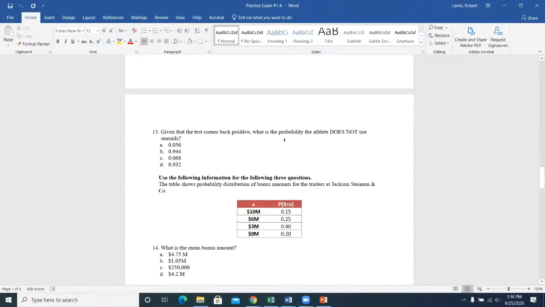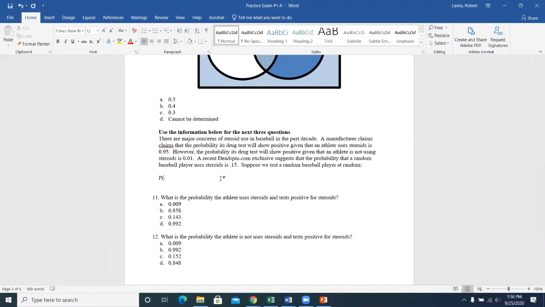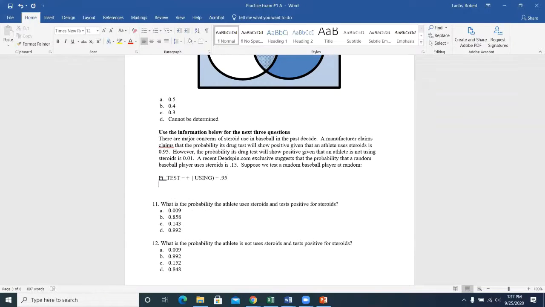So the information I was given here is the probability that, given, and I'll use that language on the exam too, given an athlete is using steroids, so we'll say using, the probability that the test shows positive, so we'll say the probability that we see the test come back positive is equal to 0.95. It's the first thing we're given. I'm writing this out because I think it's easier to have it written as a probability.